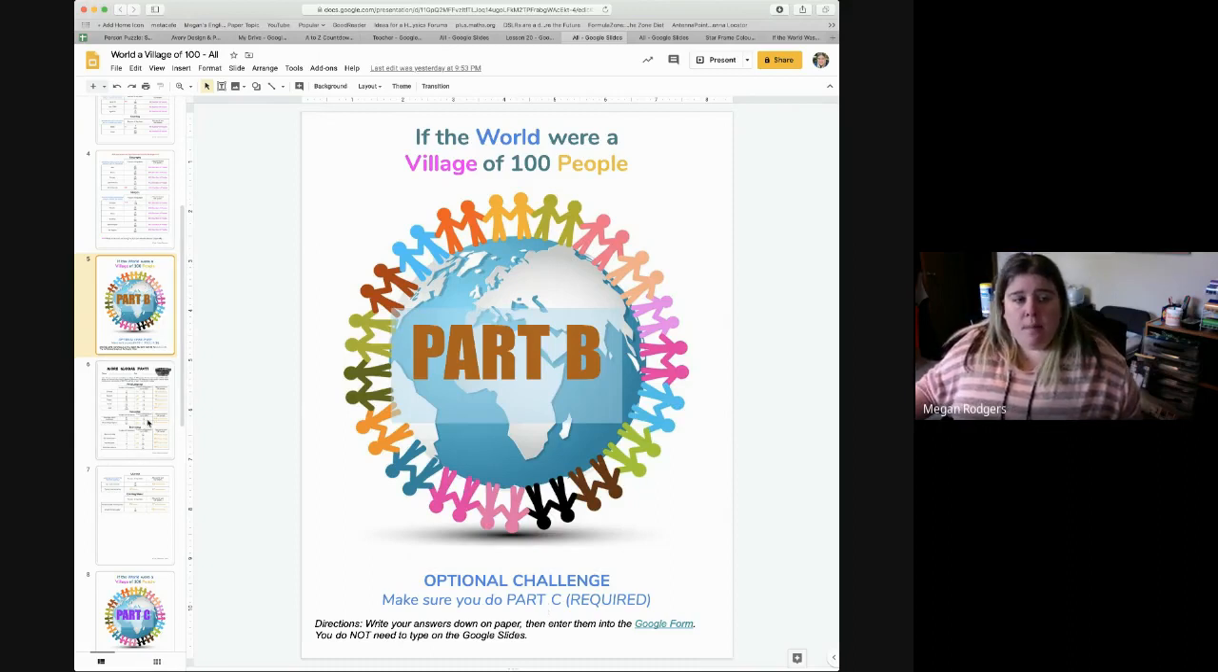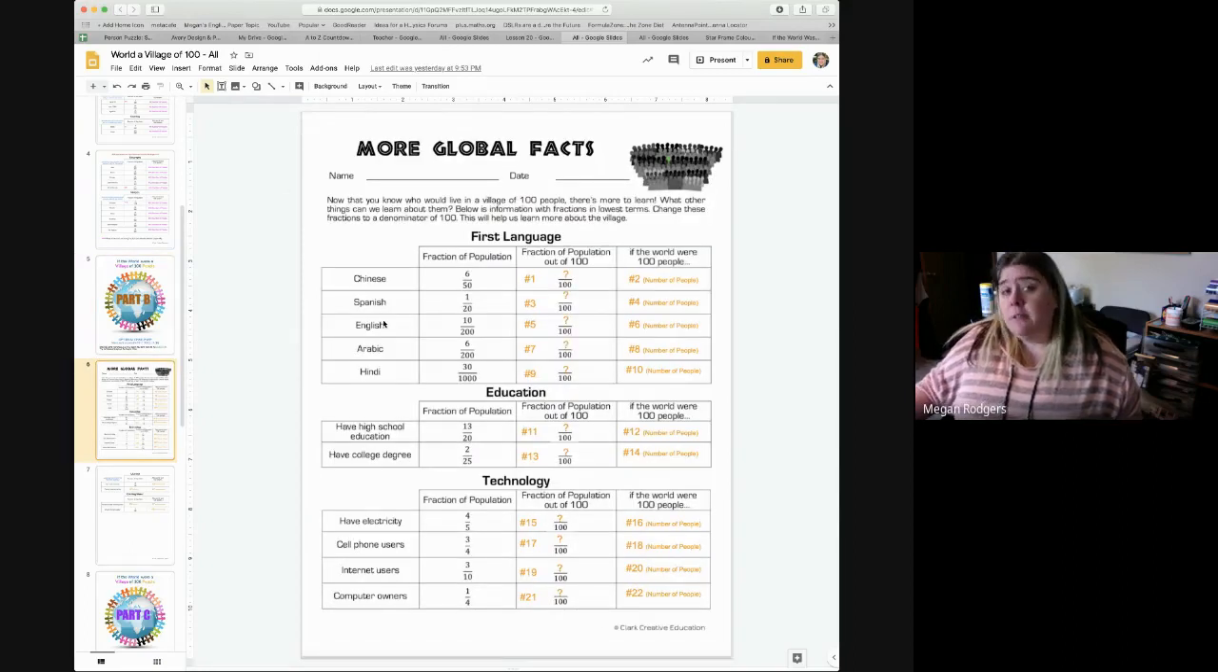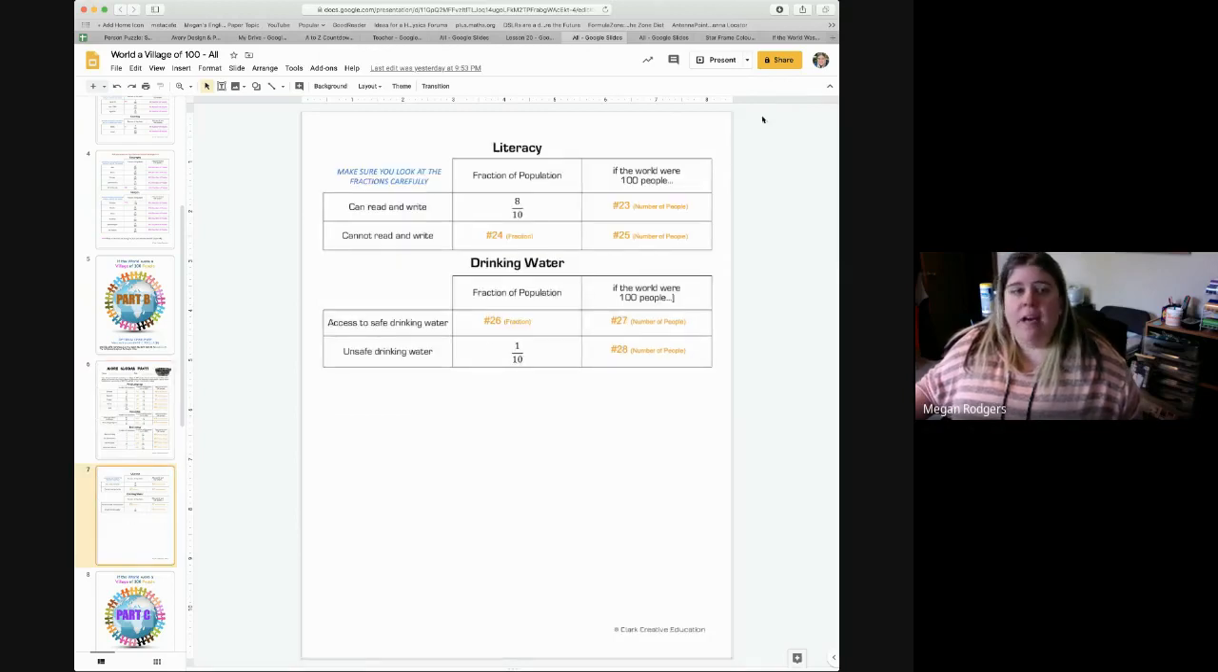But let me talk about Part B for a second here. Part B is a little different. In part B, they give you fractions that are not out of 100, and you have to convert them to out of 100, and then work with the number of people in the world. And again, there are 5 different categories of topics that you can learn about people.